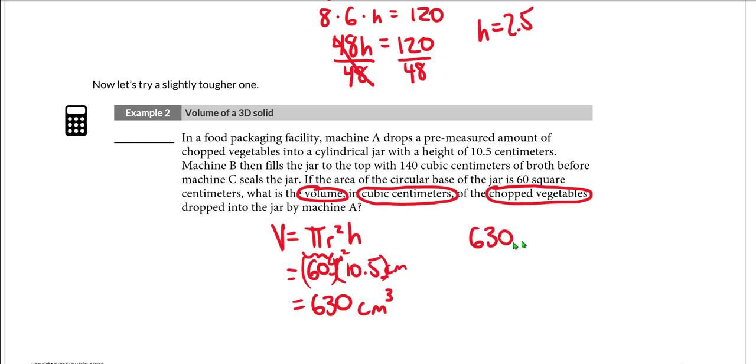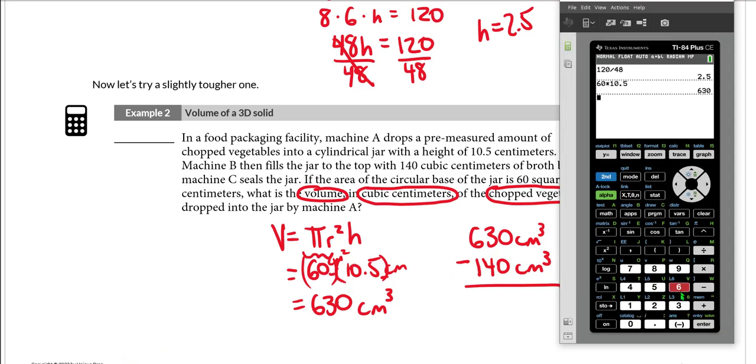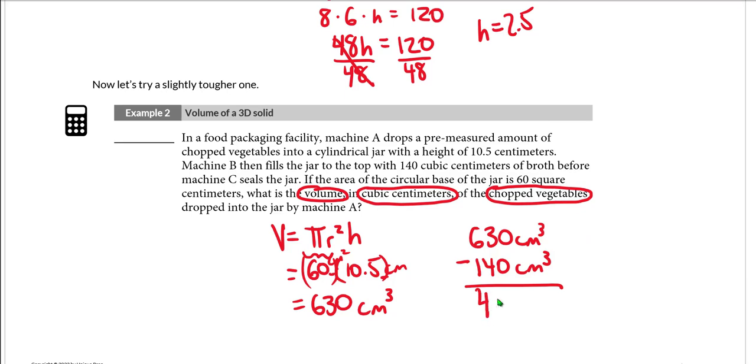And then, of course, as I said a moment ago, we just need to take away the volume of the broth that was added, which will leave us with the volume of the chopped vegetables. So what is this going to be? Again, I'm going to use the calculator here. I don't want to waste brain power on that calculation. 630 minus 140 should be 490. There we go, 490 cubic centimeters.